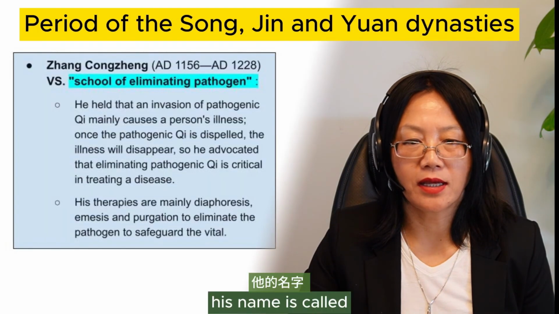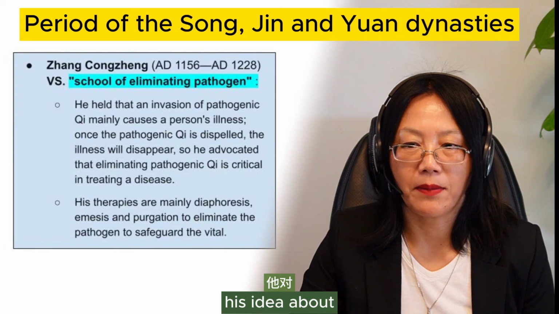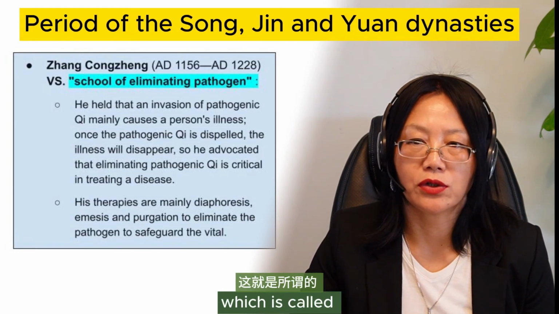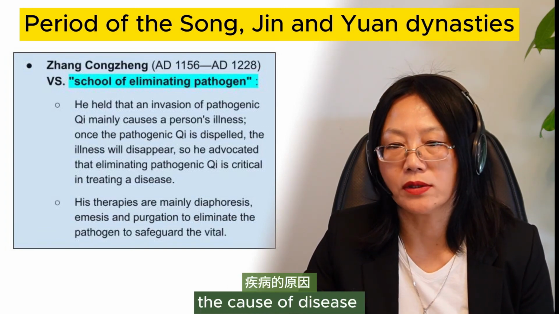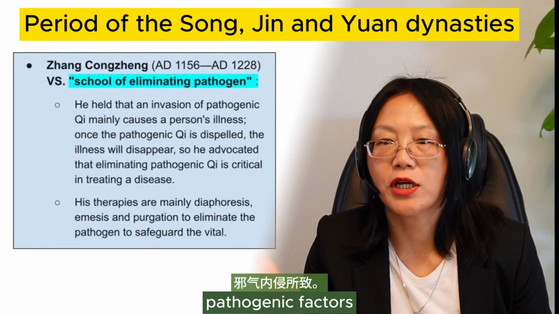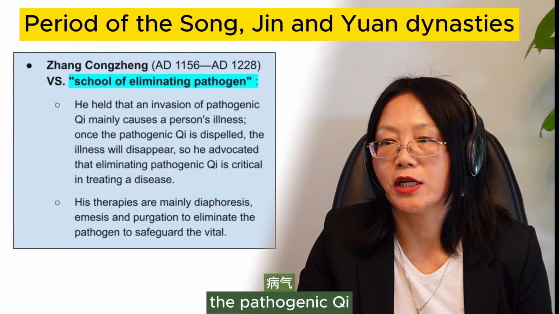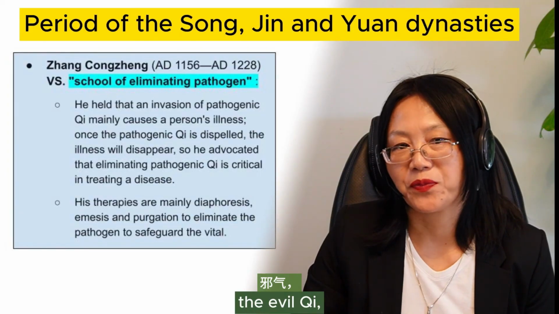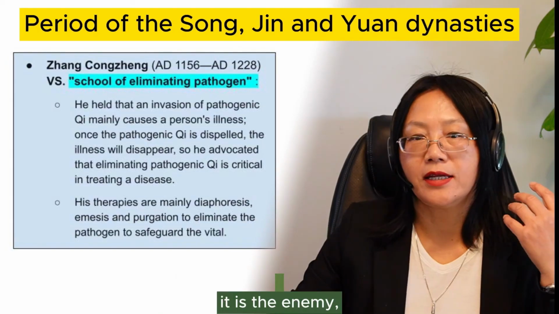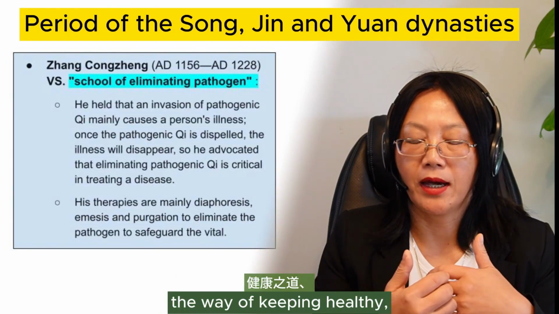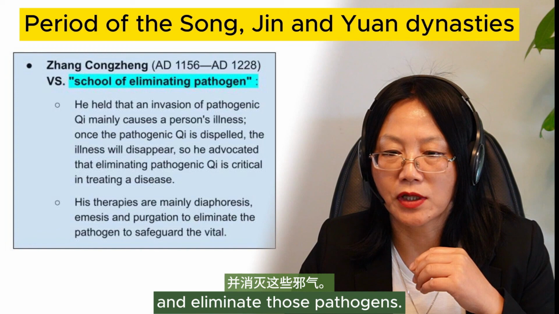Another person, his name is called Zhang Zihe. His name is associated with his idea about how to treat disease, which is called the School of Eliminating Pathogens. In his mind, the disease is mainly caused by the pathogenic factors. The enemy, the pathogenic factors, or here we call it the pathogenic qi, sometimes we call it the evil qi. So-called evil is compared to the healthy qi. Those are just different names for the enemy. The way of keeping health in his mind is to fight back the pathogen and eliminate those pathogenic qi.